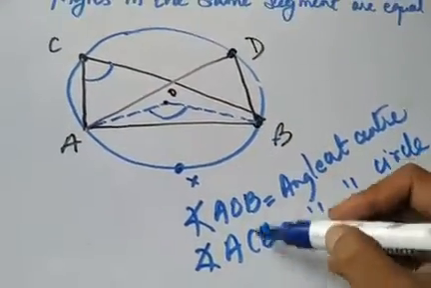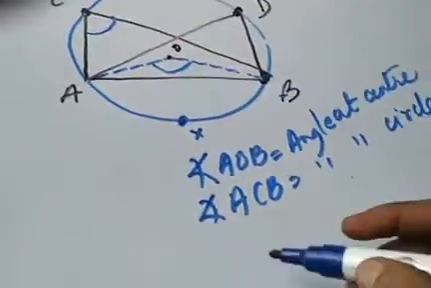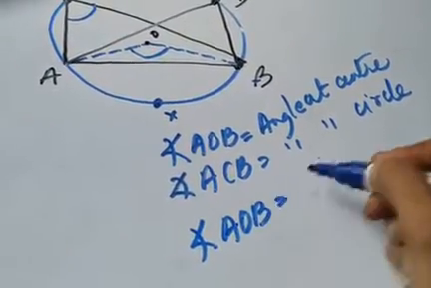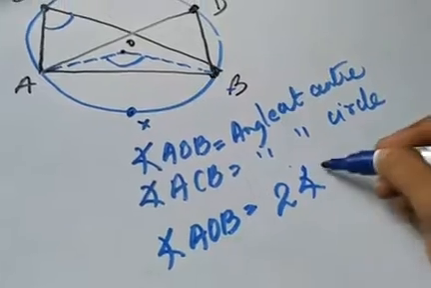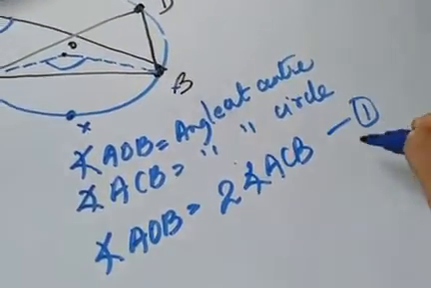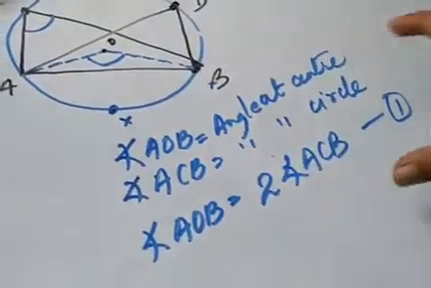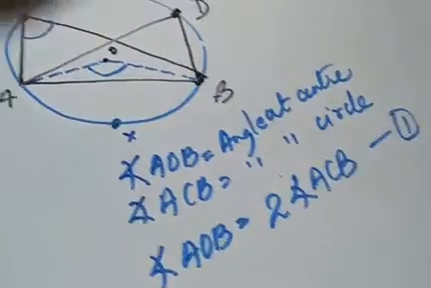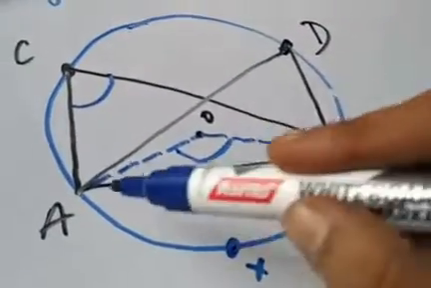So once you have identified these two, you know the theorem. The theorem says that angle AOB will be twice angle ACB. This comes from the theorem, and this is your equation number 1. Clearly it comes from the theorem: angle at the center is twice the angle at the circle. Next is considering the other side.